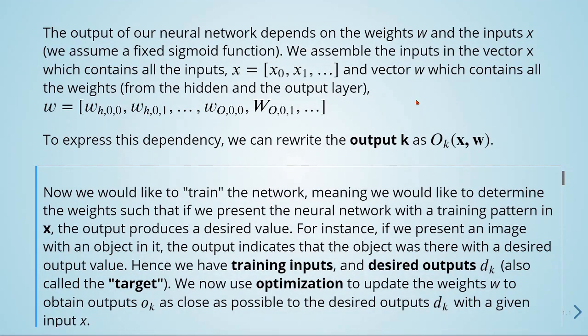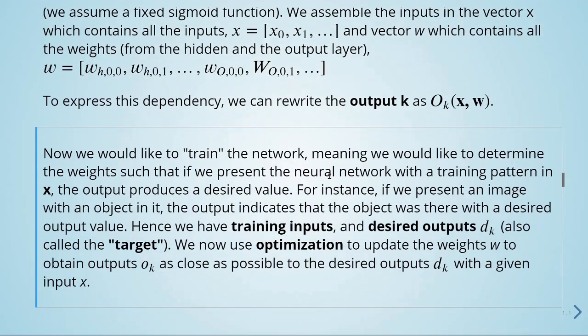Now we would like to train the network, meaning that we would like to determine the weights such that if we present the neural network with a training pattern x, the output produces a desired value. For instance, if we present an image with an object in it, the output indicates that the object was there with a desired output value. Hence, we have training inputs and we have desired outputs. We will express these as d of k, and these desired outputs are also called the targets. Then we use some optimization algorithm to update the weights w to obtain the outputs O of k as close as possible to the desired outputs d of k with a given input x.